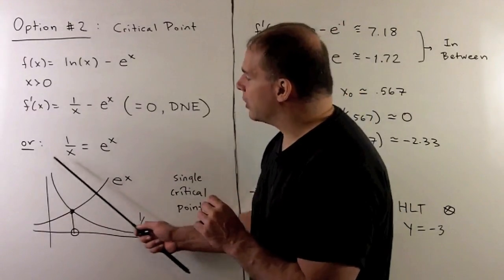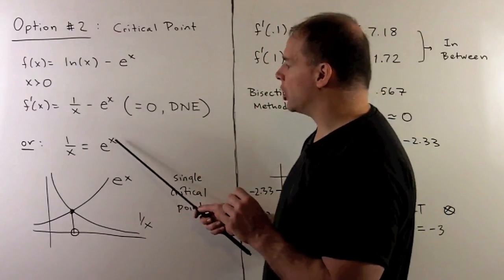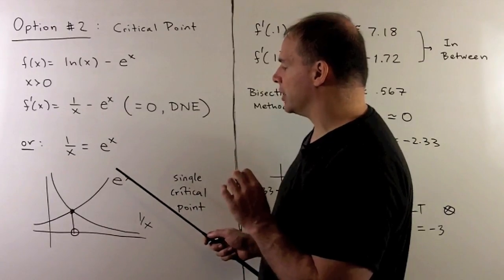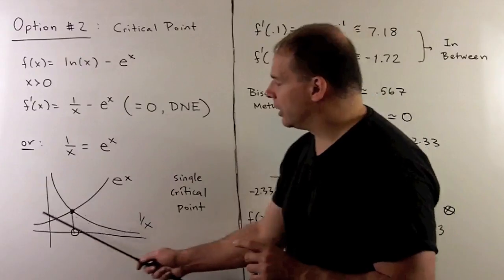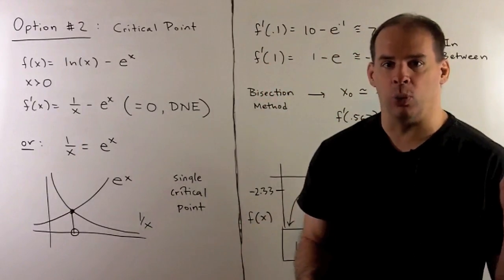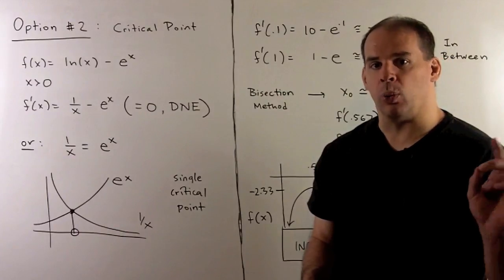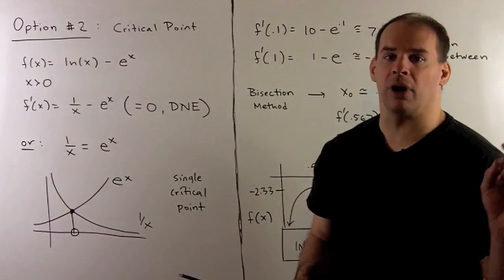Now, to find the number of solutions to this equation, I'm just going to graph each function and then see what the intersection is. So 1 over x looks like this. Here we have the graph of e to the x, and these graphs intersect at exactly 1 point. So we have exactly one solution and exactly one critical point for f of x.